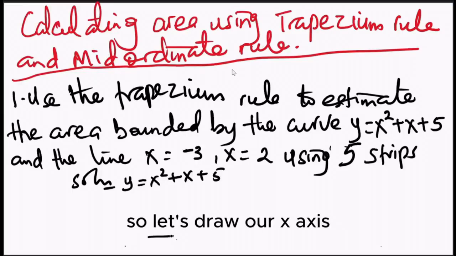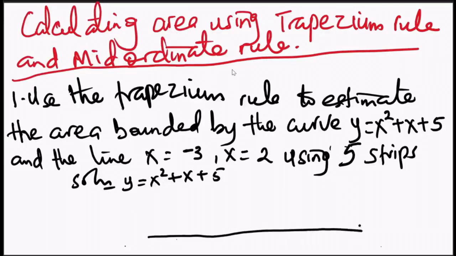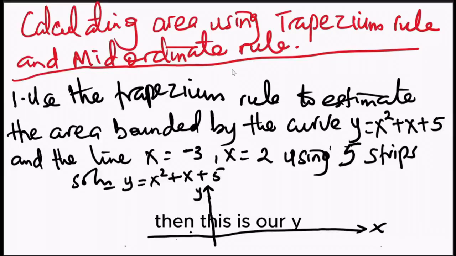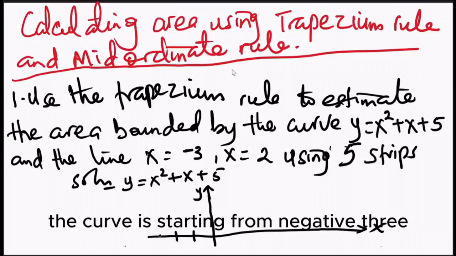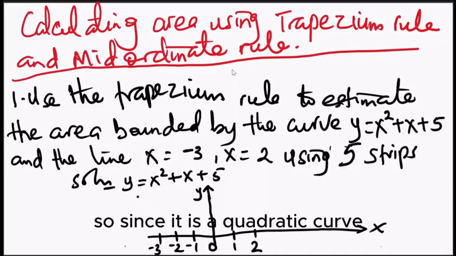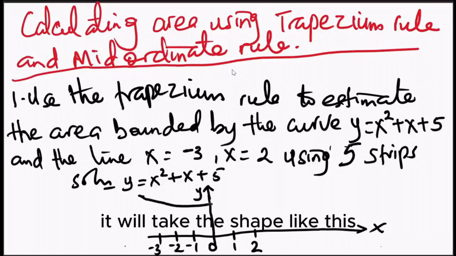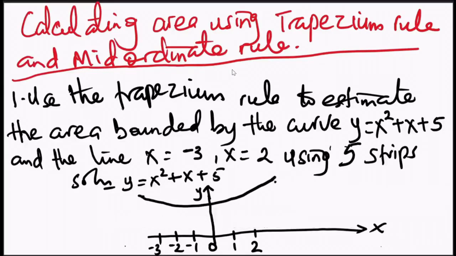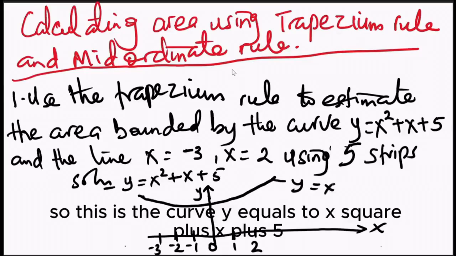So let's draw our x-axis. This is our x, then this is our y. The curve is starting from -3, -2, -1, 0, 1, 2, up to 2. Since it is a quadratic curve, it will take the shape like this. So this is the curve y equals x squared plus x plus 5.